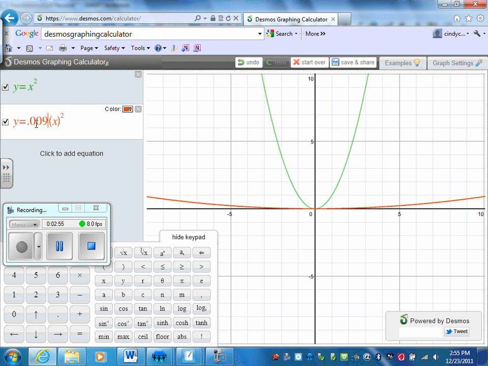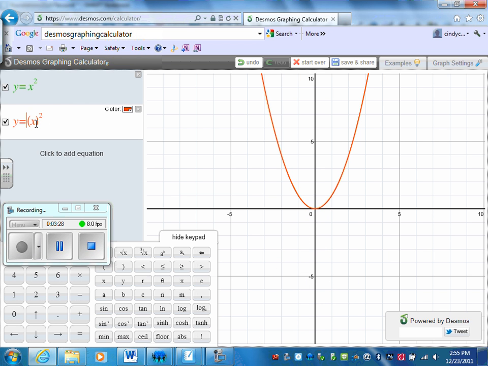Well, it seems like if it's positive, it's concave up, and if negative, concave down. The more positive it gets, so the bigger the number in front, the more narrow. When I get a very small positive number, like 0.09, it's wider. And then when I get negative, it opens downwards, and the more negative I go, the narrower it gets. So that's how that affects it.